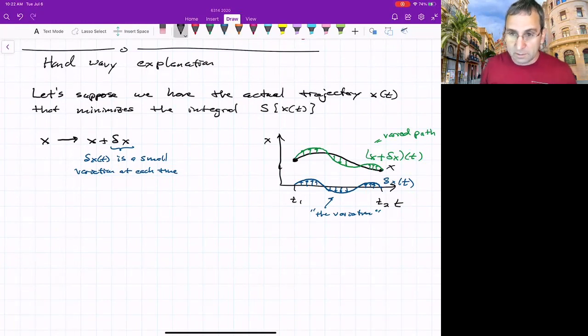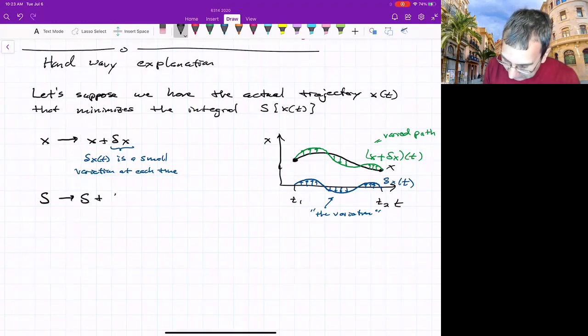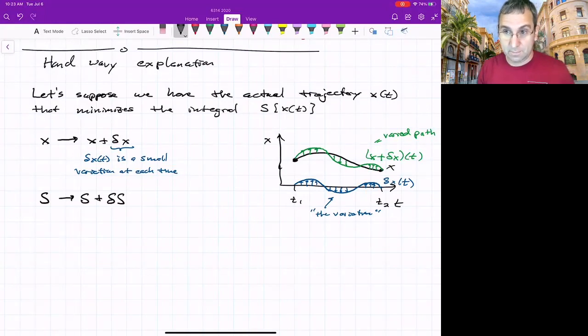All right, so when we do that, then what we've calculated for S for x now goes to S plus delta S. And we want to calculate what delta S will be. At the very last step, we'll say delta S equals 0, since delta S equals 0 for S at a minimum. And that will give us the differential equations for the true path.